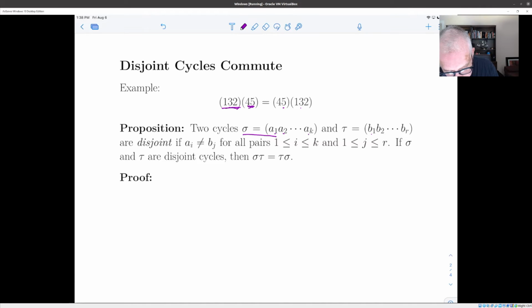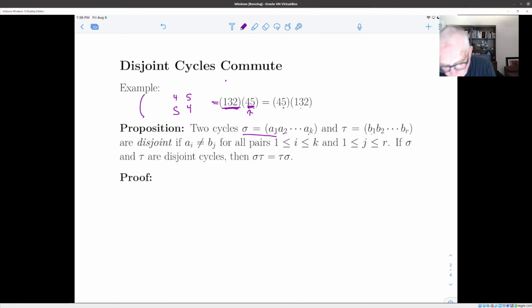So if we look on this side, where does 4 go? Well, on the left-hand side, we do this permutation first. So 4 goes to 5, and then the second permutation doesn't do anything with 5. So the effect is that just 4 goes to 5. So on this one here, 4 goes to 5. In fact, let's write this in the other notation. It might be easier. So 4 goes to 5. 5 goes to 4, and then this doesn't do anything to it.